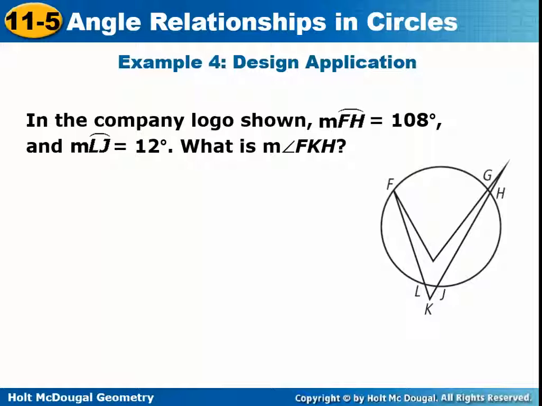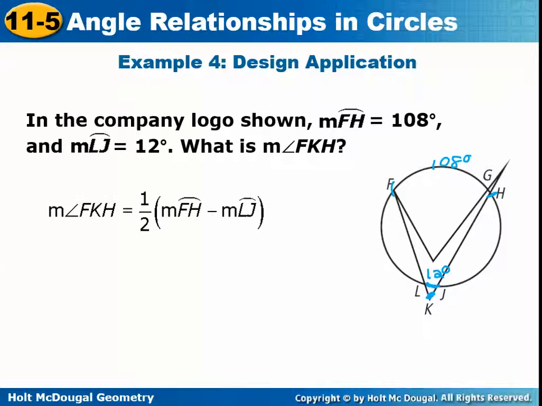All right, this is just a design application. It looks more complicated than it is. It says the measure of arc FH, from here all the way to here, is 108, and arc LJ is 12, and they want the measure of angle FKH. So it's just exactly what we just practiced. You would just say that that angle is 108 minus 12, and then divide by 2.